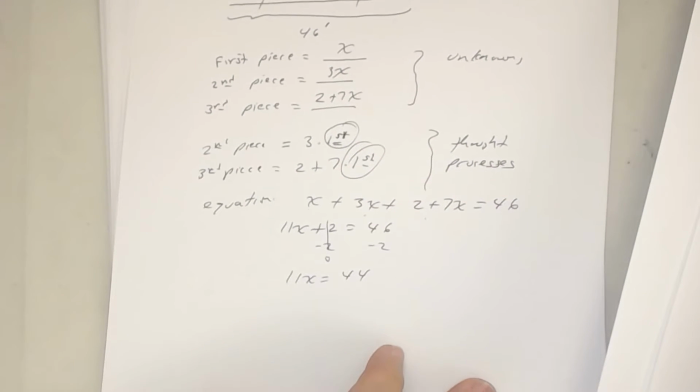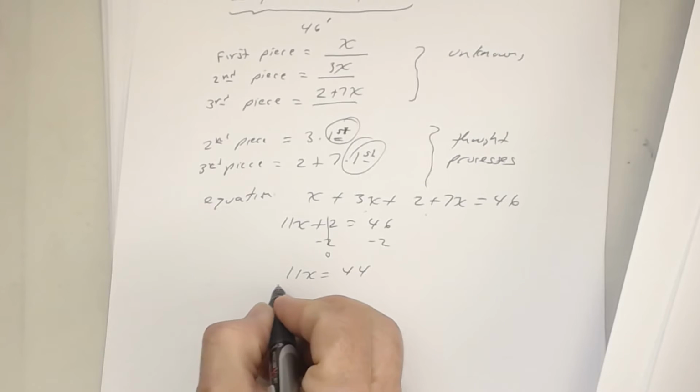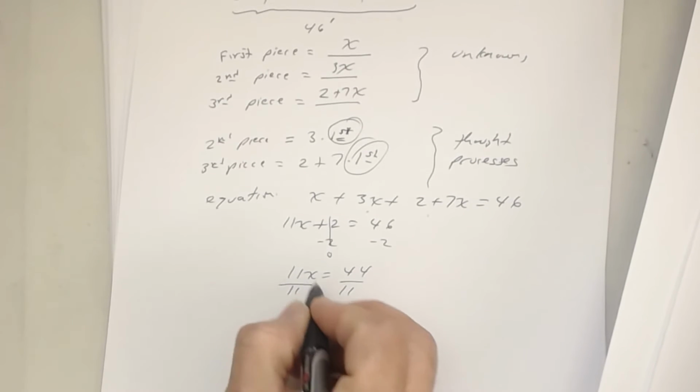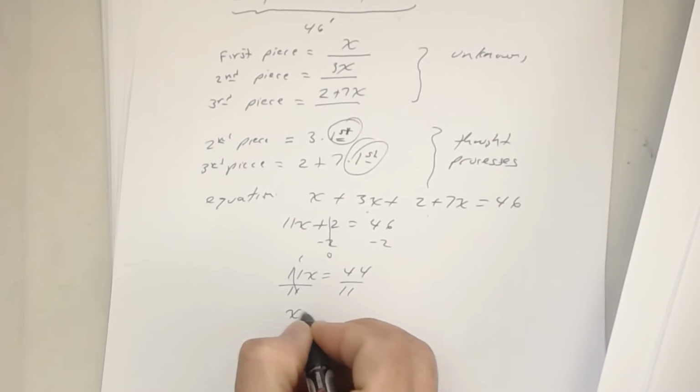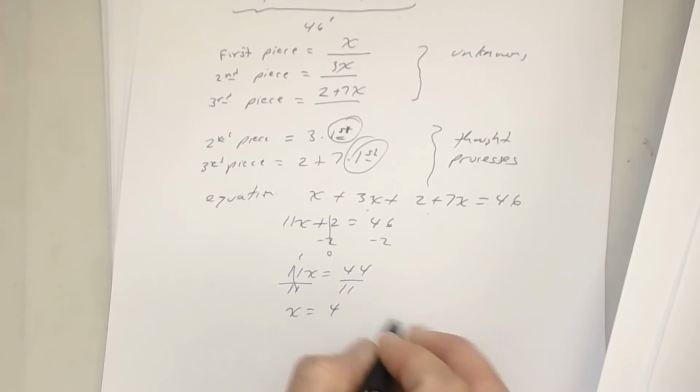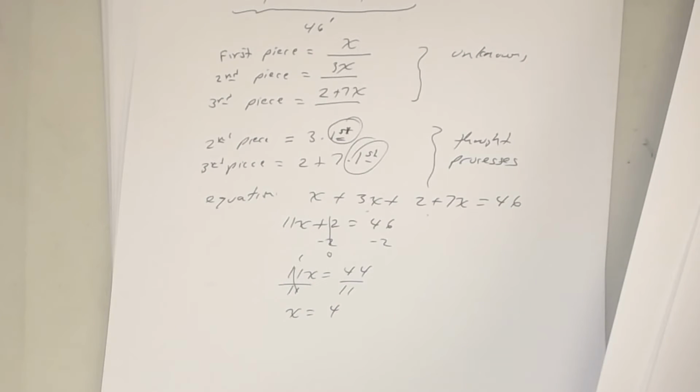Then divide by 11. Not 11X, but 11. So what's X equal to? 4. All right, so that's where we're at. Then you're going to answer the problem. What is it they want you to find? The length of all the pieces. Find the length of the 3 pieces, right?